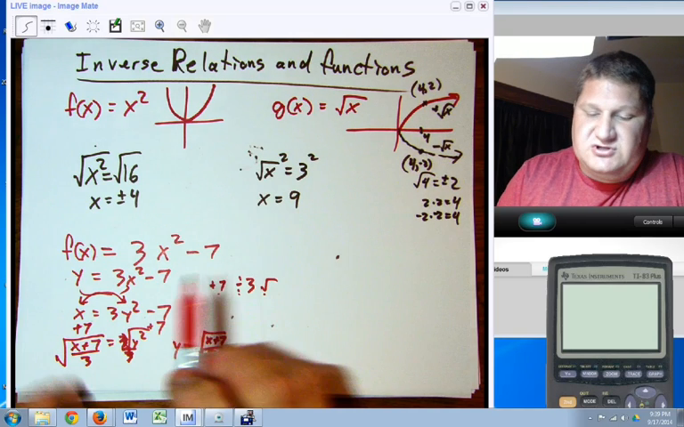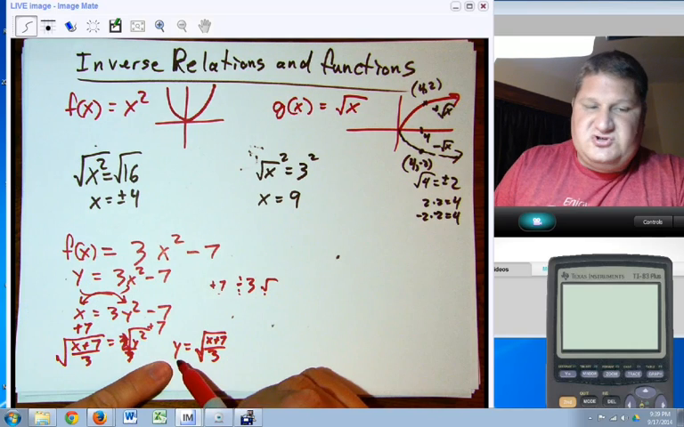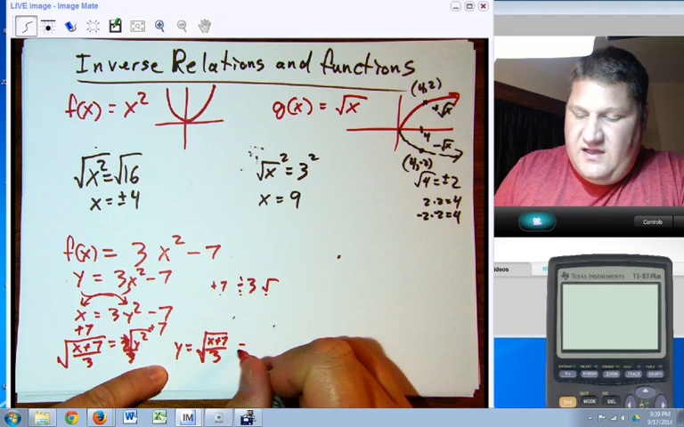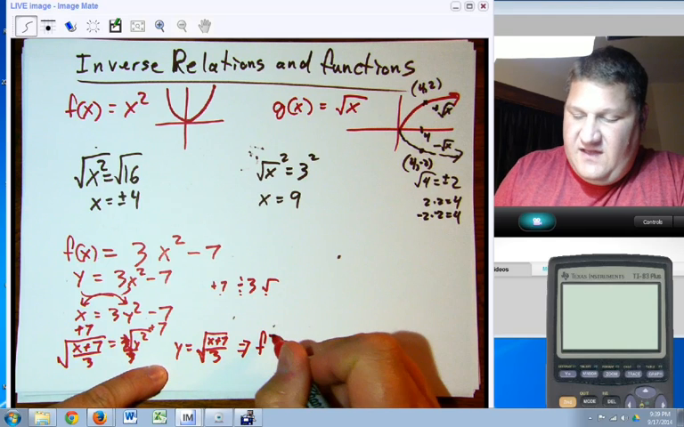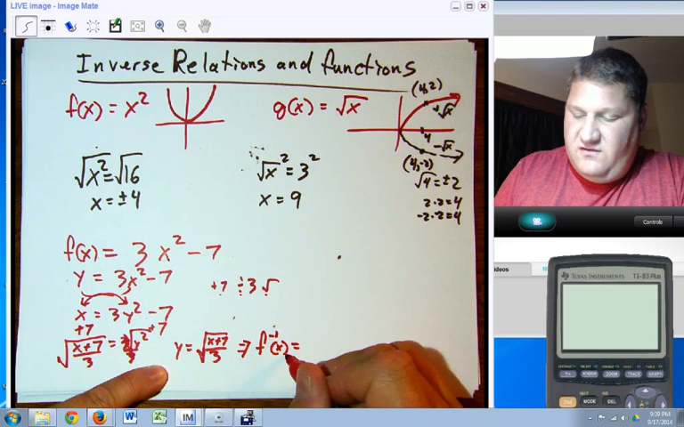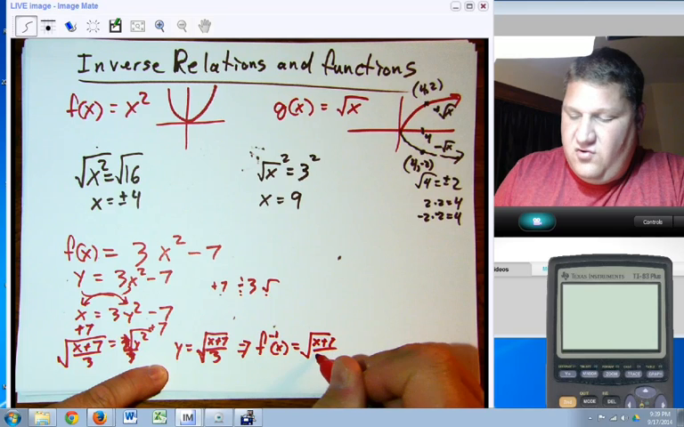But just like I could change f of x to y, since I've reversed these, this isn't really y anymore. We're going to call this f inverse of x. f inverse of x equals the square root of (x plus 7) over 3.